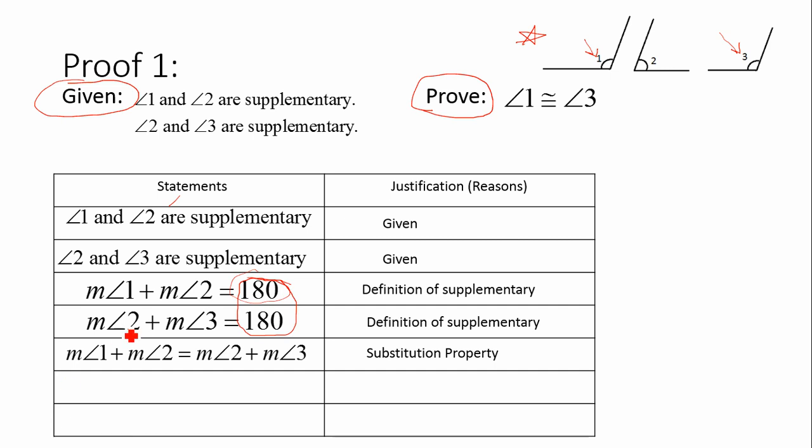All right, now that we are here in this next step, as I'm looking at this equation, I see that we have angle 2 on both sides of the equal sign.